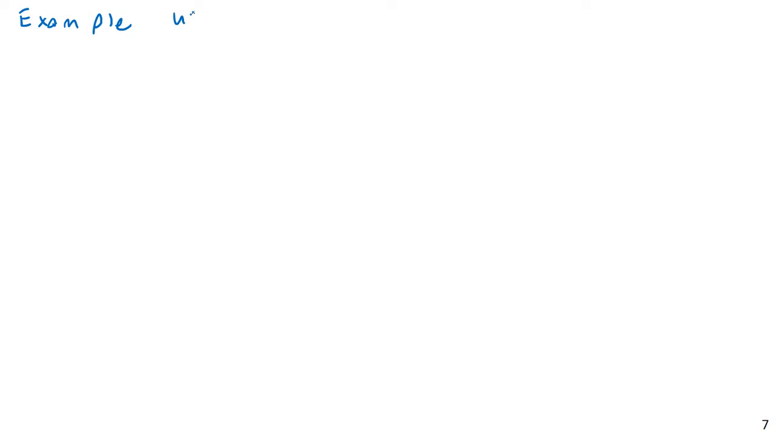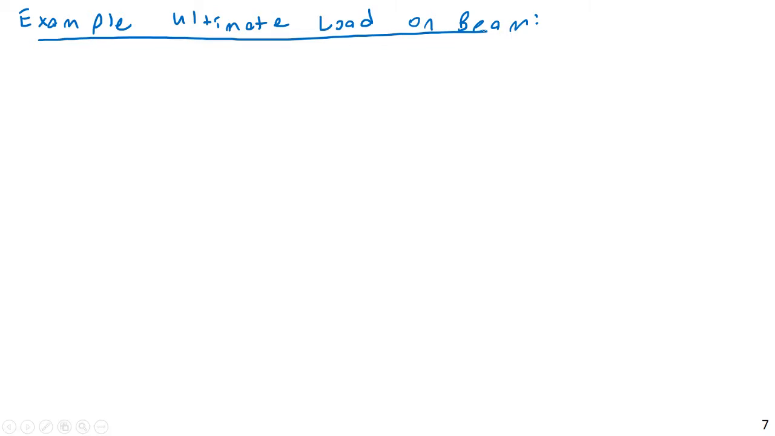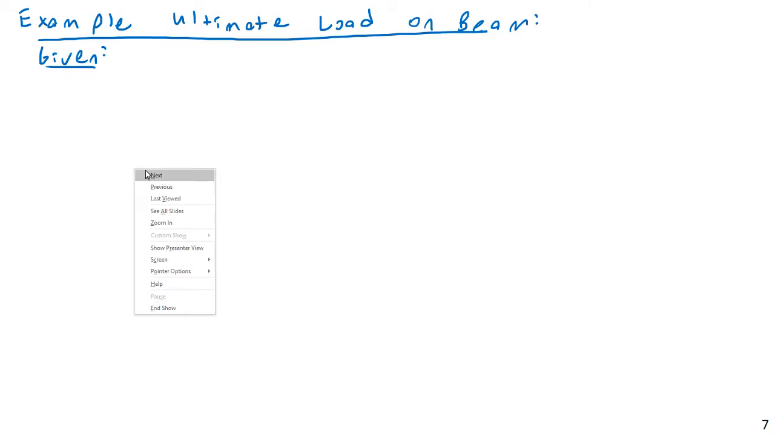An example ultimate load calculation for something like a beam, including tributary areas. And this would be for one-way loading rather than two-way loading. Now the following information is going to be given in this problem. So consider the following information given.